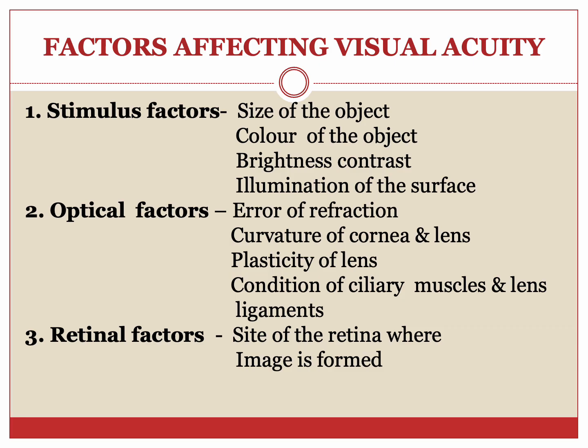What are the factors affecting visual acuity? There are three types of factors. One is stimulus factors, coming from the stimulus. Second is optical factors. Third are the retinal factors. So what are the different stimulus factors? They can be the size of the object, color of the object, brightness, contrast, and illumination of the surface.